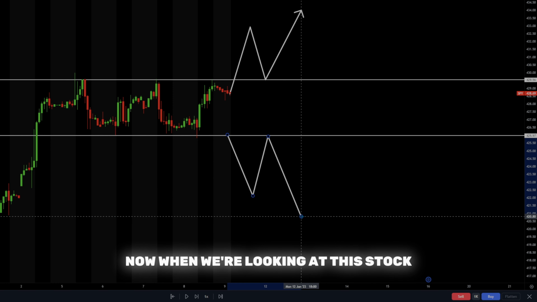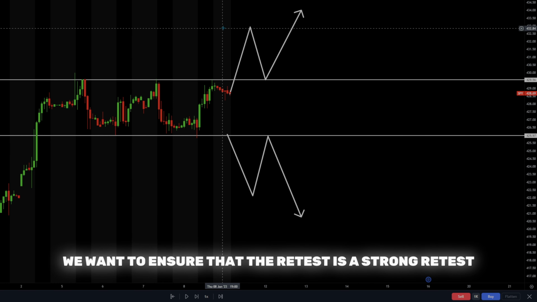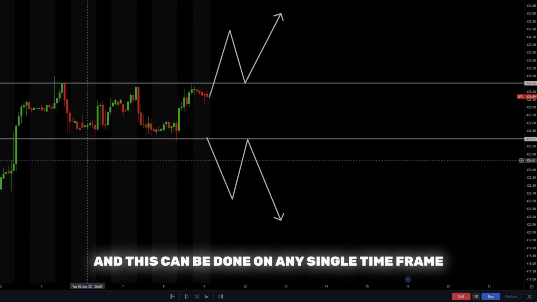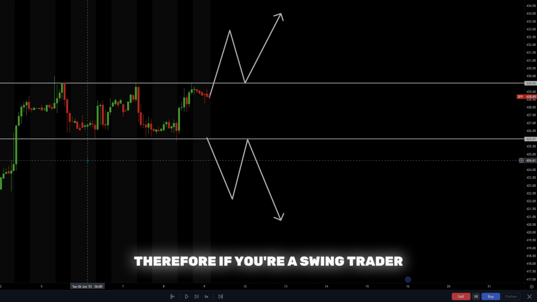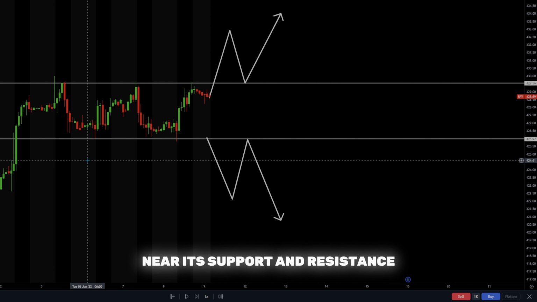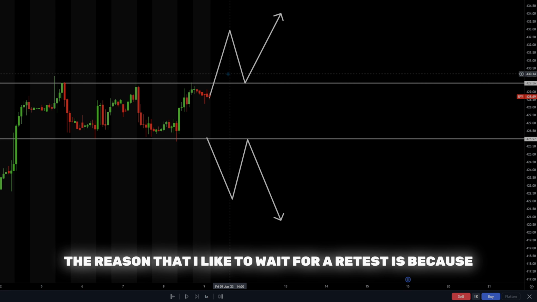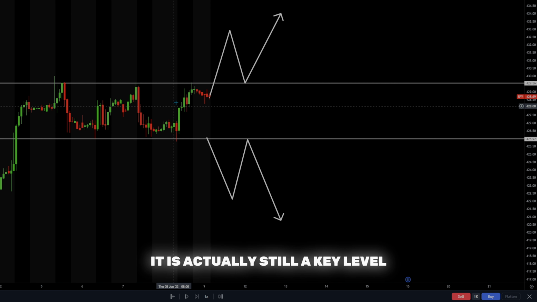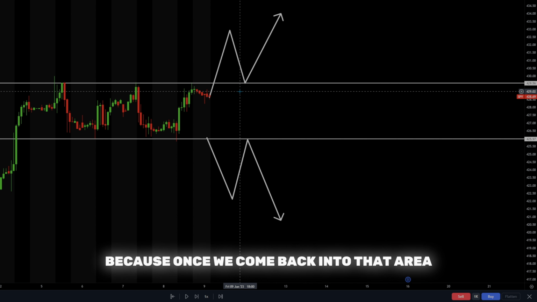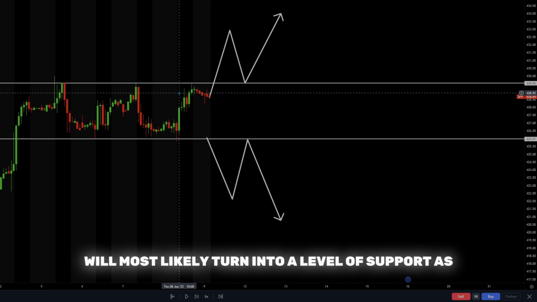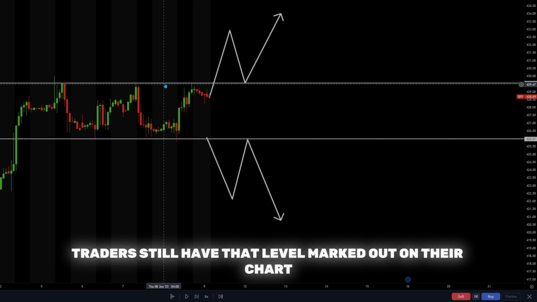Now, when we're looking at this stock, we want to ensure that the retest is a strong retest for us to enter into, and this can be done on any single time frame. Therefore, if you're a swing trader or a day trader or even a long-term investor, the most profitable areas on a stock will always be near its support and resistance. The reason that I like to wait for a retest is because once the resistance breaks, it is actually still a key level, because once we come back into that area, that resistance will most likely turn into a level of support, as traders still have that level marked out on their chart.